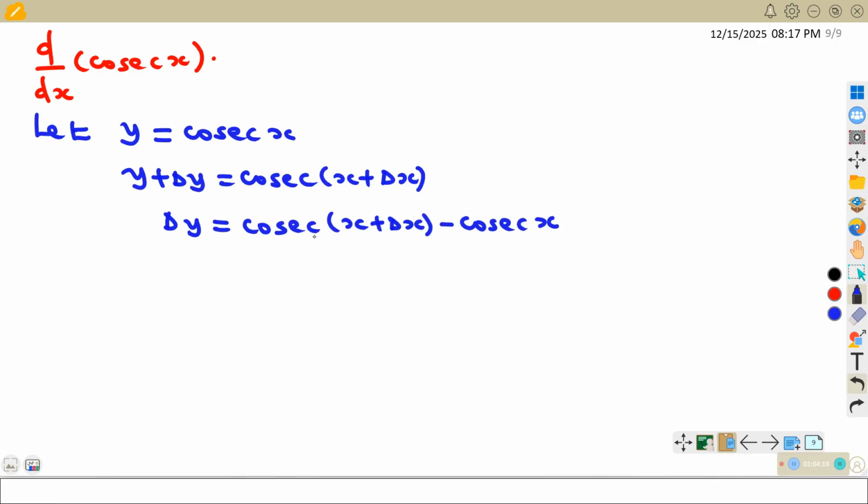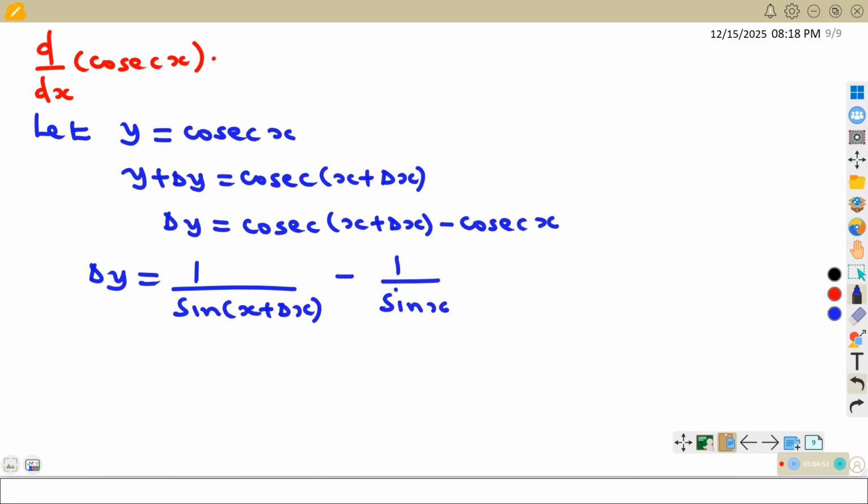But we want to put these back in their original forms, that is in terms of sine and cos. Cosec, we saw that when you are dealing with cosec, it is the same as 1 upon sine. So this is the same as 1 upon sine of x plus delta x, then minus 1 upon sine of x. This should be easier, especially for those that were there when we were dealing with the differentiation of tan. So the procedures are almost similar.